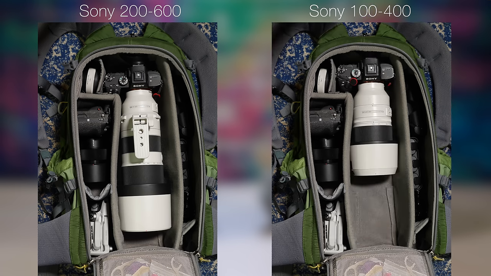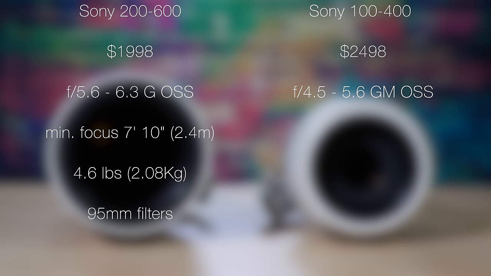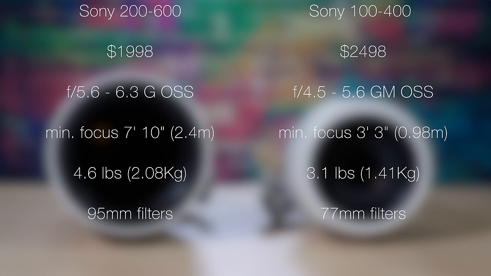And here is the 100 to 400. The 100 to 400 is an f/4.5 to 5.6 GM stabilized lens that costs $2,500. Its minimum focus distance is just over 3 feet, and it weighs about 3 pounds and uses 77 millimeter filters.